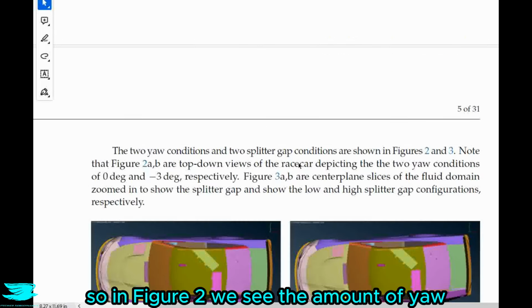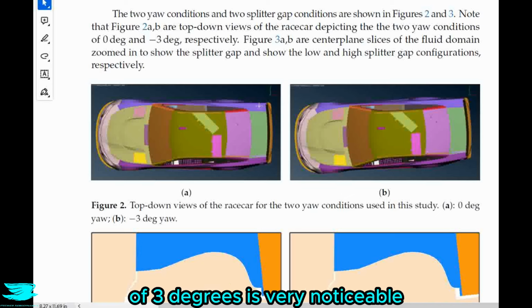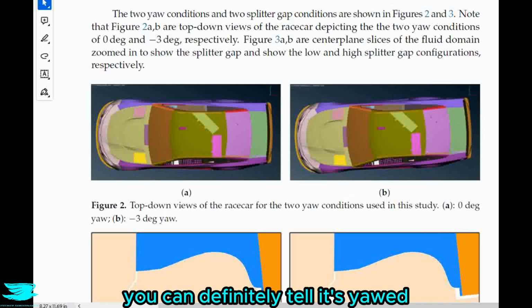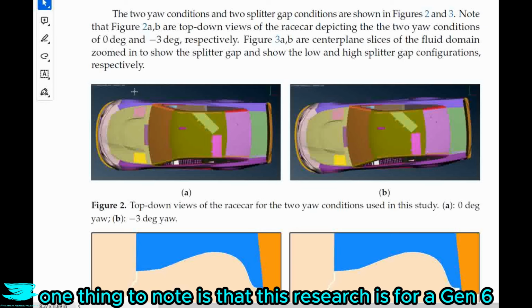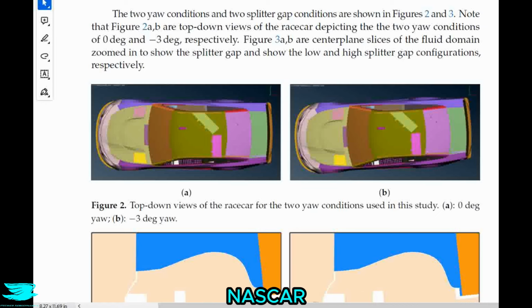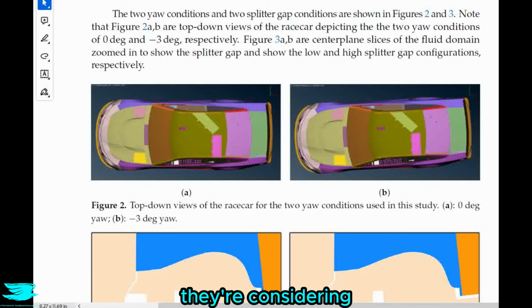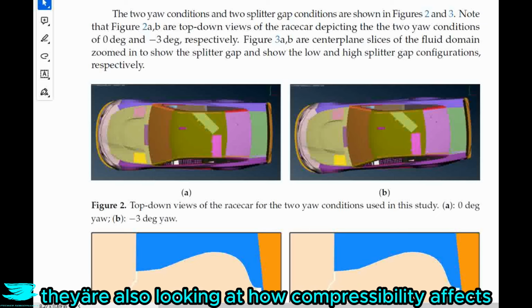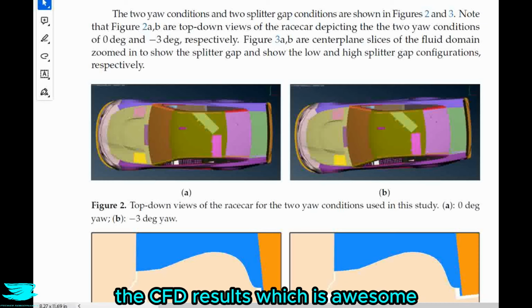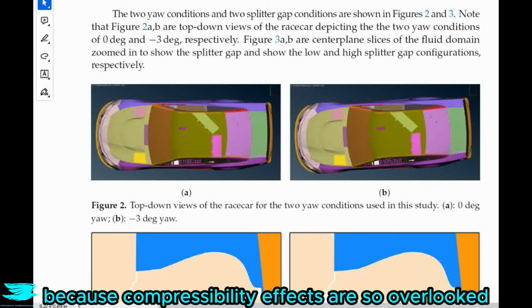So in figure 2, we see the amount of yaw of 3 degrees is very noticeable. You can definitely tell it's yawed. So one thing to note is that this research is for a Gen 6 NASCAR. And in addition to the various CFD approaches they are considering, they are also looking at how compressibility affects the CFD results, which is awesome because compressibility effects are so overlooked.